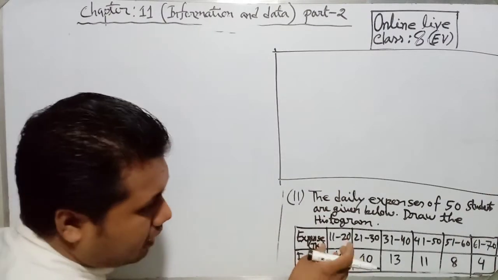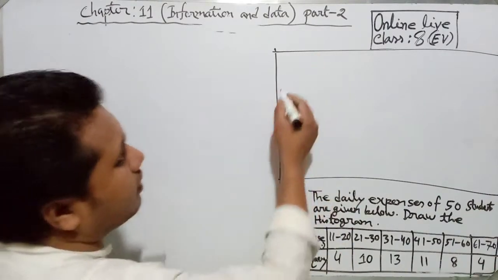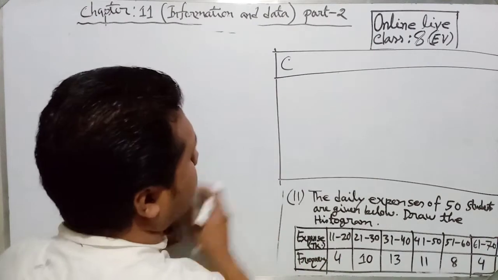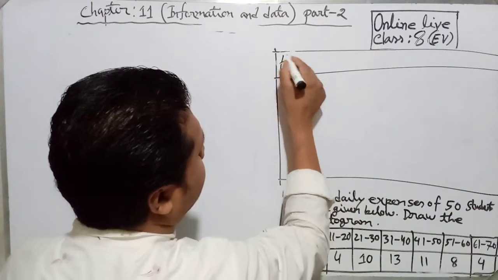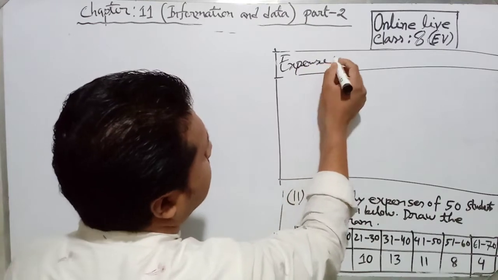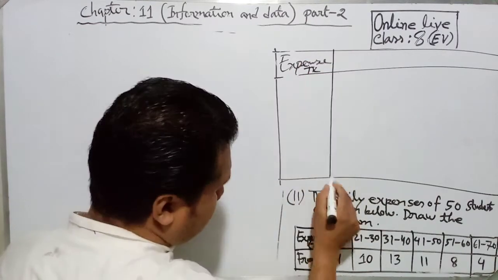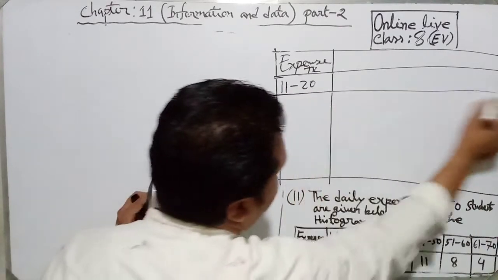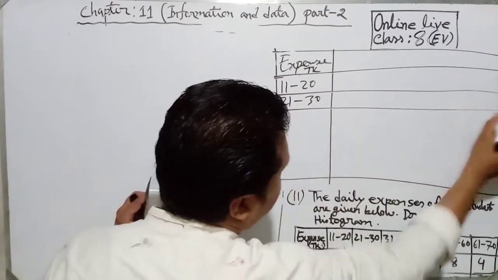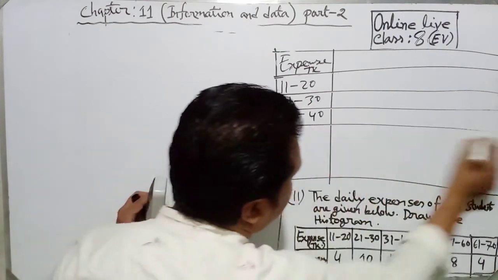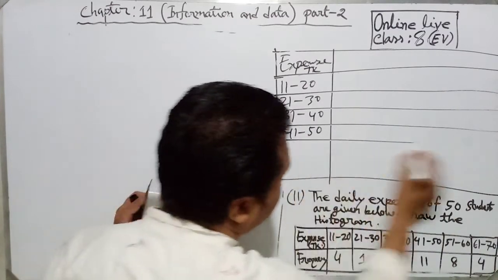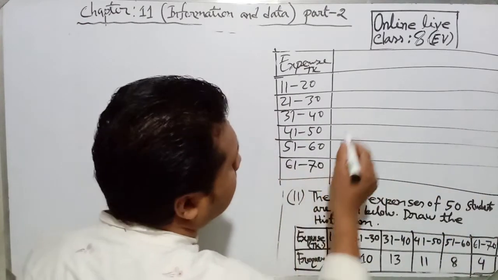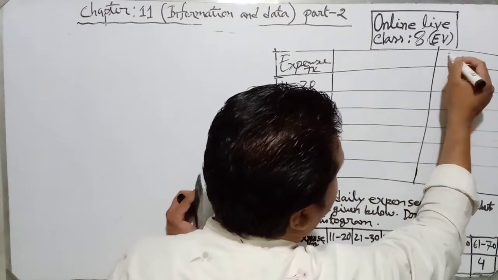This is our question given part. At first we have to make a table. Suppose here expenses, suppose in taka. Now dear students, 11 to 20, 21 to 30, 31 to 40, 41 to 50, 51 to 60, and 61 to 70. And this is our frequency.